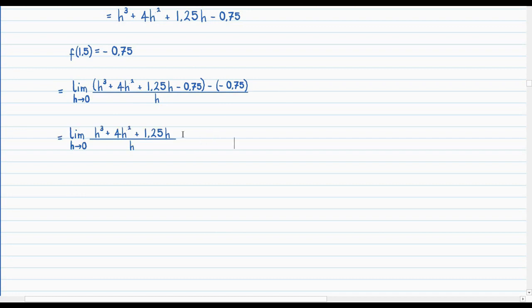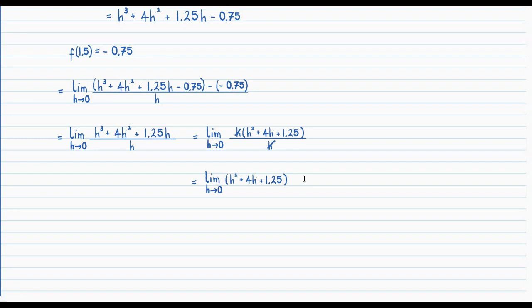Then you factor out h in the numerator, which cancels off with the denominator h, leaving h squared plus 4h plus 1,25. And since you've cancelled off the h from the denominator, you can now sub in h equals 0, finally giving the gradient as 1,25.